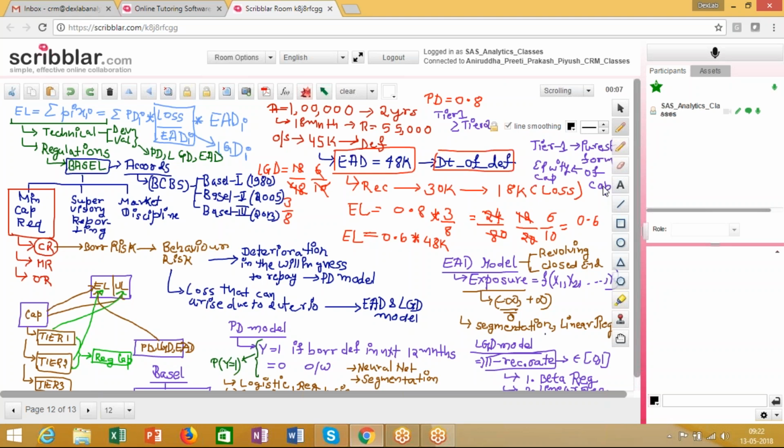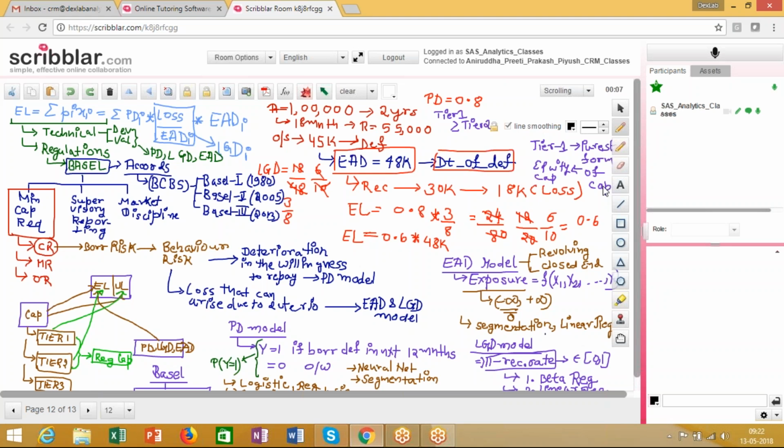Then what we have is the supervisory review. So basically, after the minimum capital requirement, the regulation also talks about supervisory reporting, and then market discipline, right?